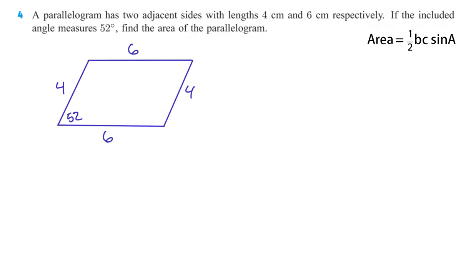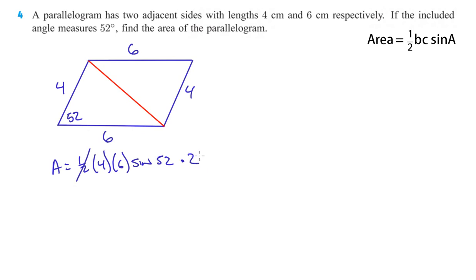Okay? So here's what I'm going to suggest doing. If we take this parallelogram and we cut it in half, look, that's just the area of this triangle, right? And these two triangles are going to be the exact same because they've got the same exact dimensions. So let's do the area of this triangle and double it. So area is going to equal 1/2 the two sides, 4 times 6 times sine 52. And then we're going to end up doubling this. So this whole thing times 2, right?